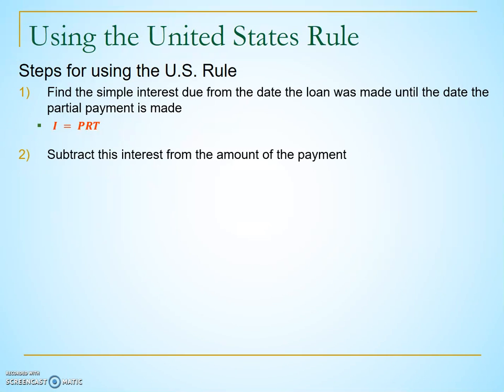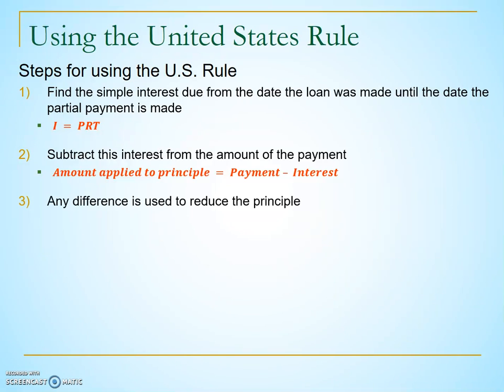Then we subtract the amount of interest from the amount of the payment. This will result in the amount applied towards the principal. The amount applied to the principal will then reduce the amount of the principal to a new value. We determine what the new principal is by subtracting this amount of the payment that is applied towards the principal from the previous principal.